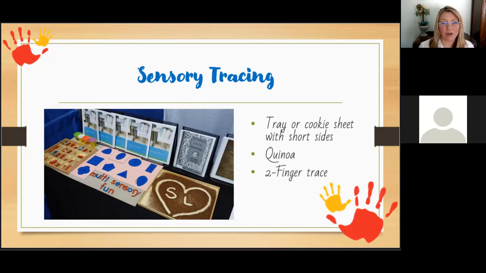And all you need is a tray or cookie sheet with short sides, some quinoa. Now, in a Montessori classroom, they use sand for their sensory tracing, which is great for it. At Schiller Learning, we found that quinoa was a lot easier to clean up in your house in the event that your child is accidentally spilling some of that. The quinoa vacuums up very well. Quinoa is also less allergenic than sand.